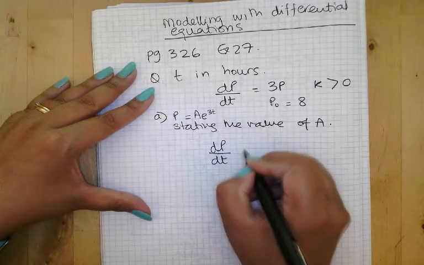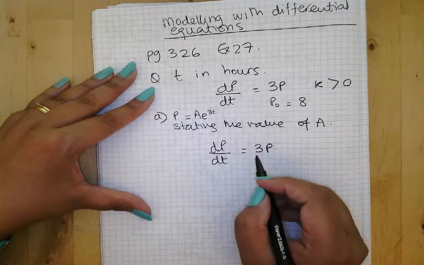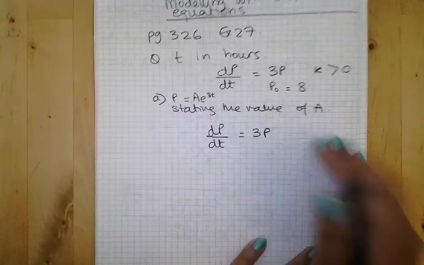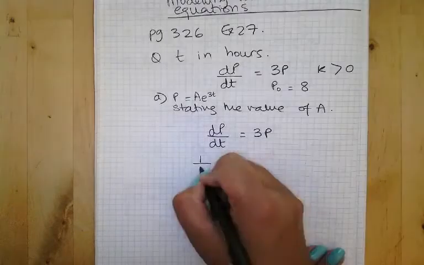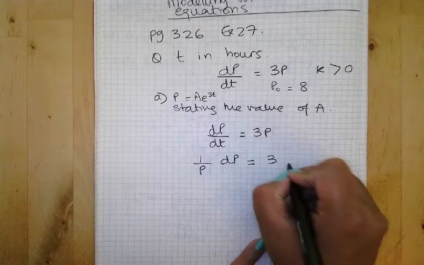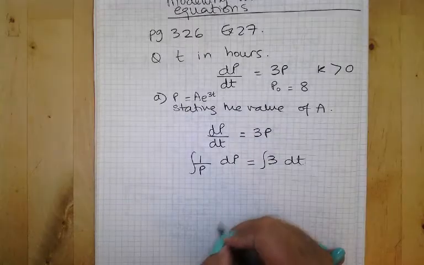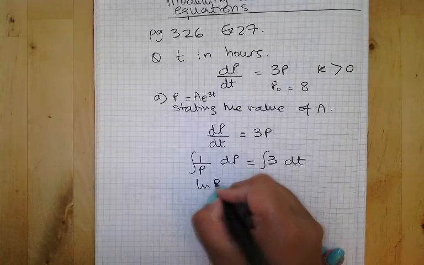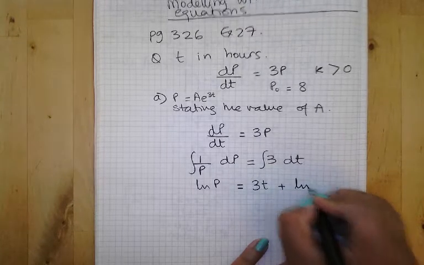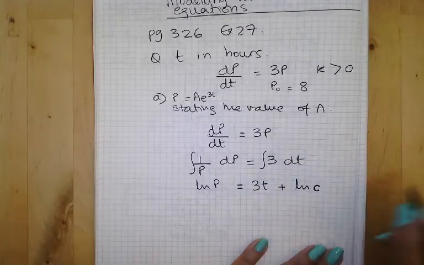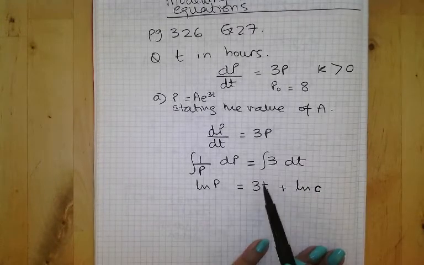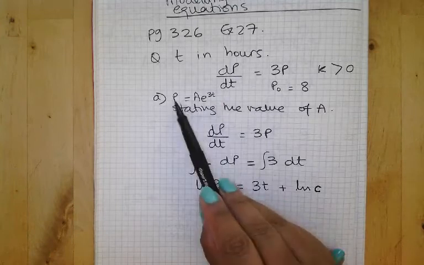dP/dt equals 3P, and I'm going to solve this differential equation by separation of variables because that's the only method you have learnt. So we are going to have 1 over P dP equals 3 dt. Integrate both sides. 1 over P integrates to ln P equals 3 is going to integrate to 3t plus ln c. And the reason why I'm using ln c as my constant is because it will make my life much easier once I try to put it in this form.